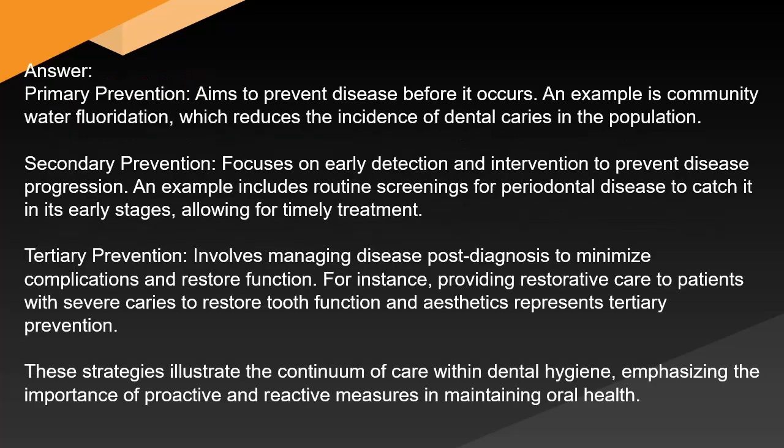Answer: Primary prevention aims to prevent disease before it occurs. An example is community water fluoridation, which reduces the incidence of dental caries in the population. Secondary prevention focuses on early detection and intervention to prevent disease progression. An example includes routine screenings for periodontal disease to catch it in its early stages, allowing for timely treatment.